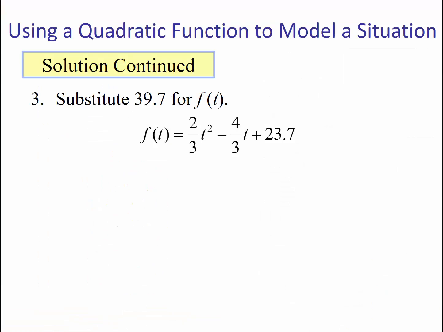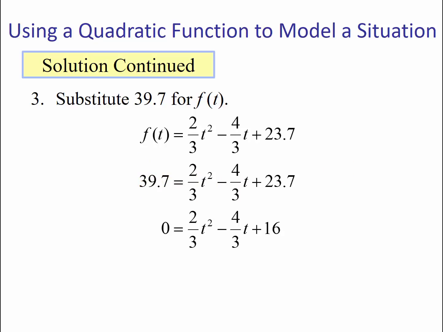And for the last example in this video, I would like to go back to the example in the first video where we had this quadratic function and we wanted to know what values of t produced a value of 39.7. So our first step is to substitute 39.7 in for f of t. Now we want to subtract 39.7 from both sides, so this quadratic equation is equal to 0. So now our quadratic function that we're interested in is 2/3 t squared minus 4/3 t plus 16.